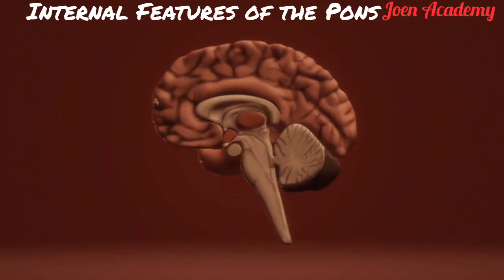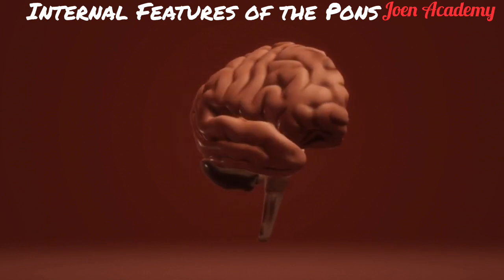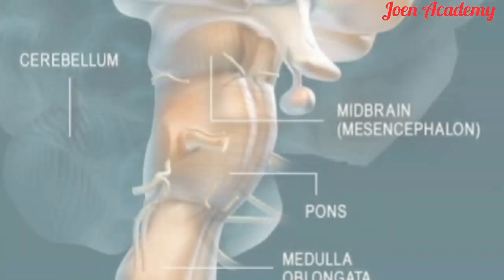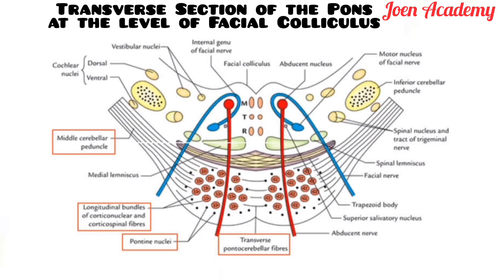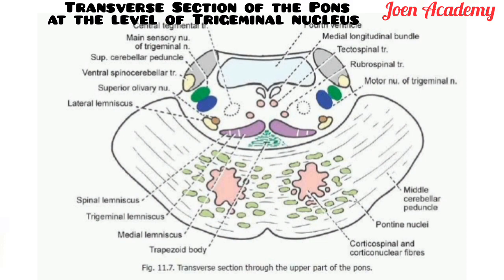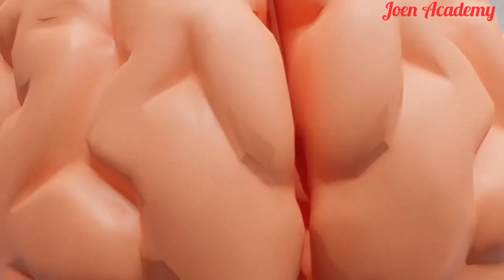But before we get into the topic of today's discussion, I would like us to note that we'll be discussing the internal features of the pons in two levels. So imagine that the pons is sectioned transversely at two levels externally. Firstly, at the level of the facial colliculus, that is the lower part, and the level of the trigeminal nucleus, which is the upper part.